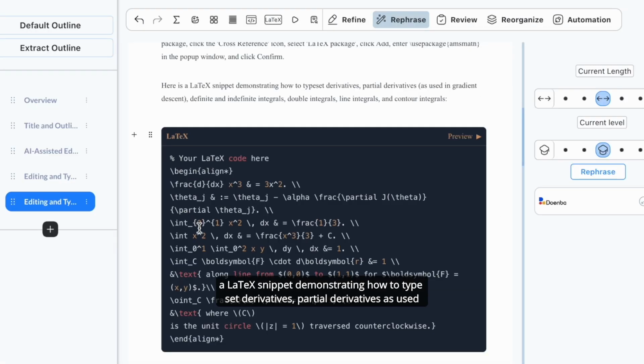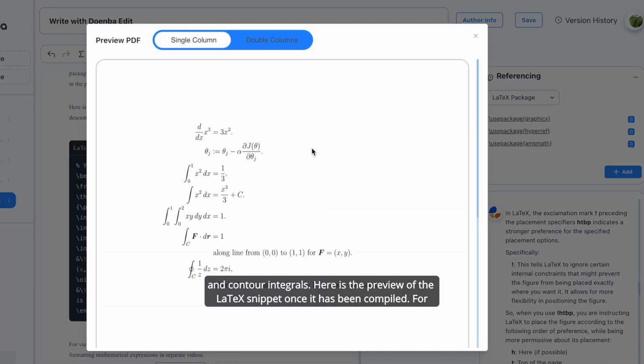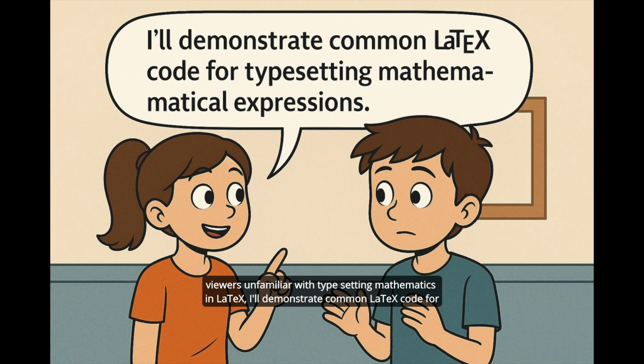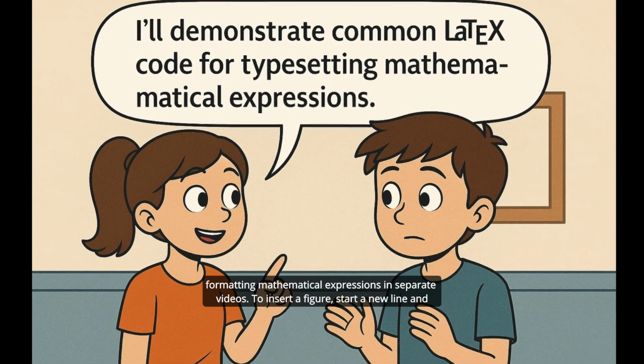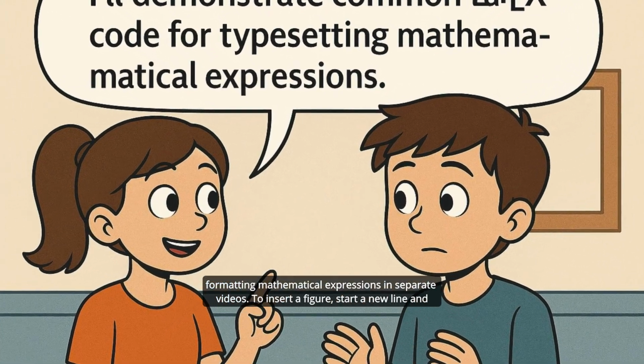Here is a LaTeX snippet demonstrating how to typeset derivatives, partial derivatives as used in gradient descent, definite and indefinite integrals, double integrals, line integrals, and contour integrals. Here is the preview of the LaTeX snippet once it has been compiled. For viewers unfamiliar with typesetting mathematics in LaTeX, I'll demonstrate common LaTeX code for formatting mathematical expressions in separate videos.